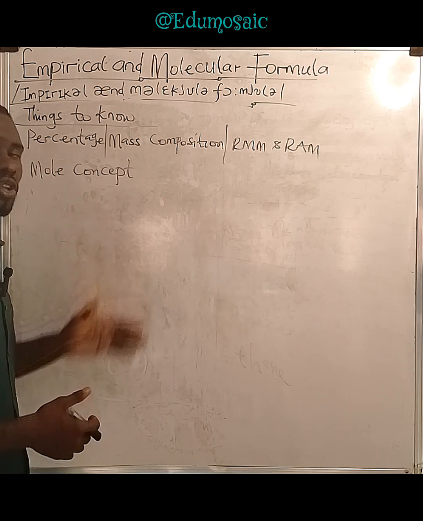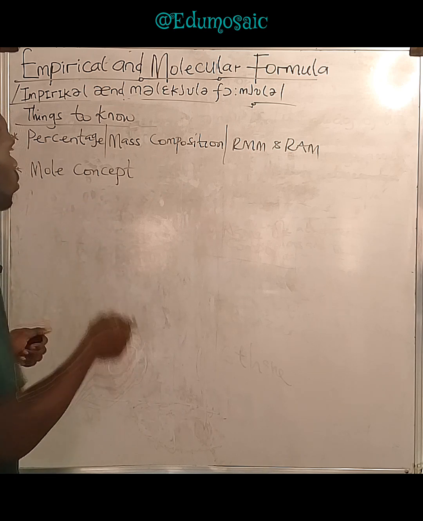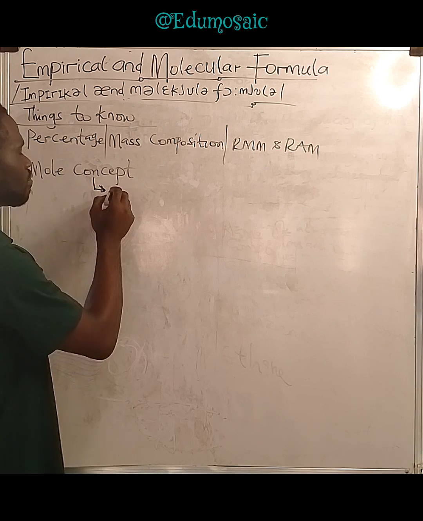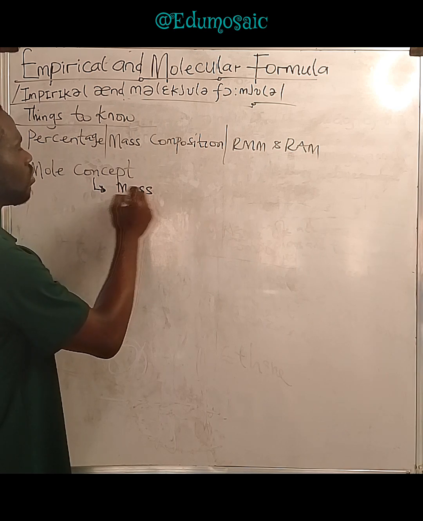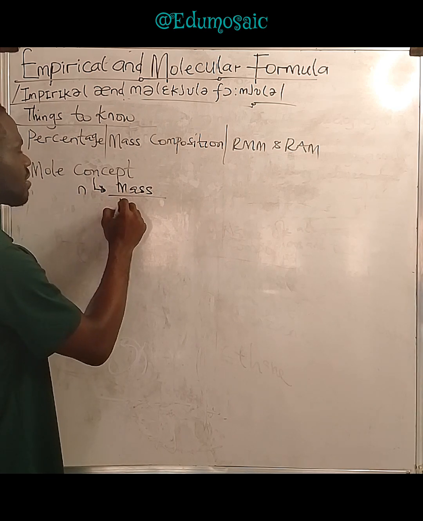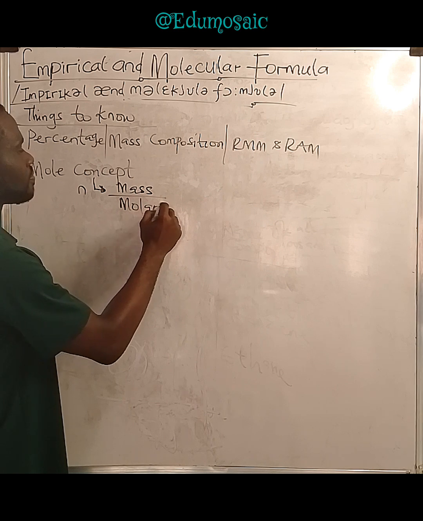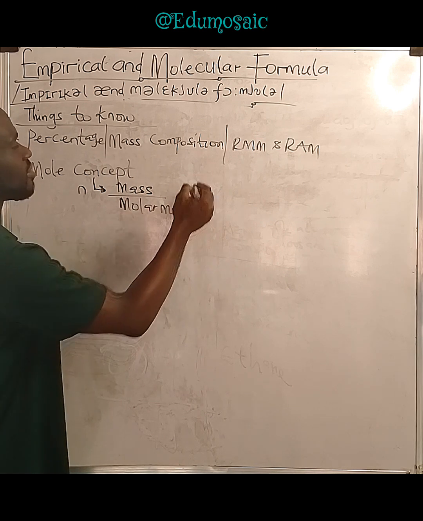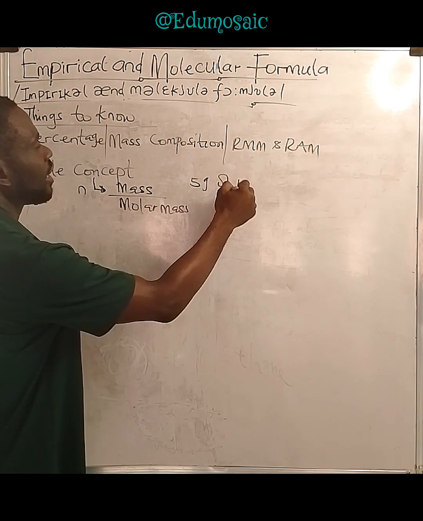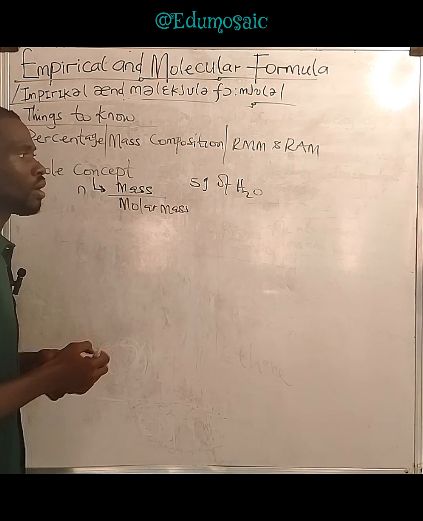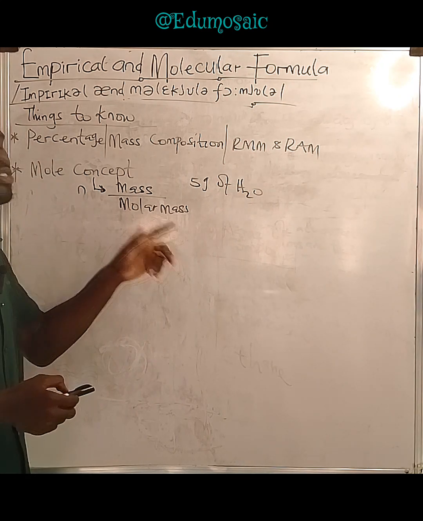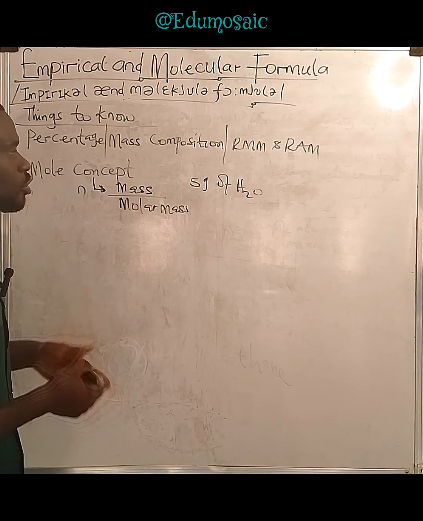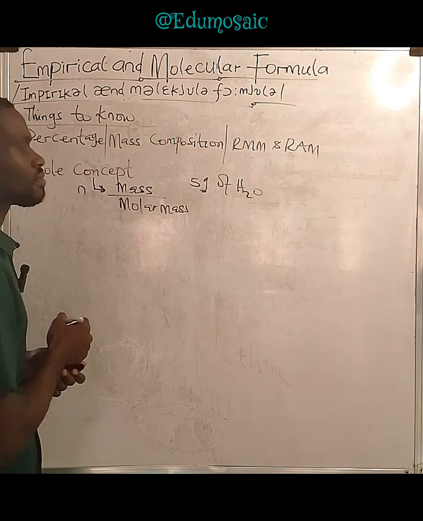So we're going to be doing this. When we talk about mole, it is simply mass over molar mass. Mole is simply mass over molar mass. For example, say 5 grams of H2O, water: what's the amount of mole in 5 grams of water? So what do we have to do? We've been given the mass of water already as 5 grams.